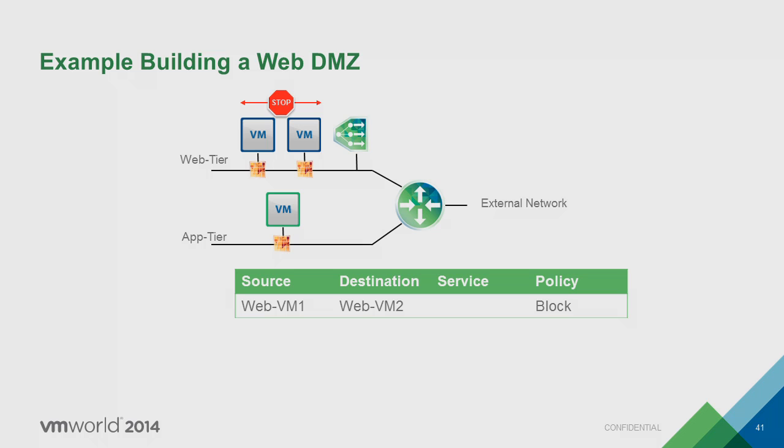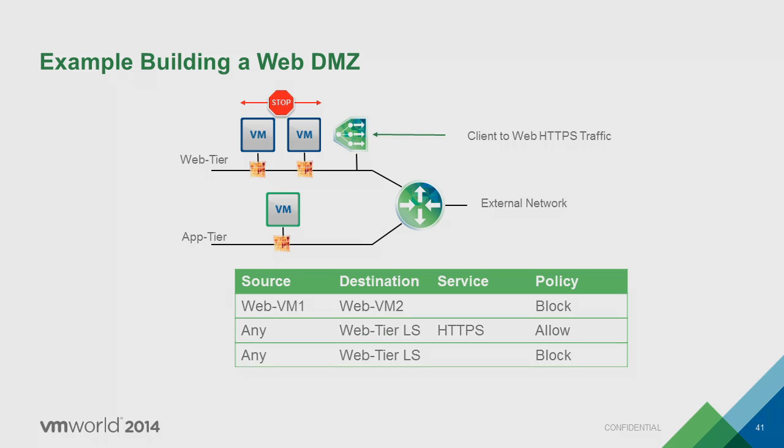And also notice the rule that is being created is actually fairly simple: web VMs are not allowed to talk to each other. Furthermore, I can allow that only HTTPS traffic would be allowed into this particular tier of virtual machines. And also, I will say that other types of traffic could be blocked.